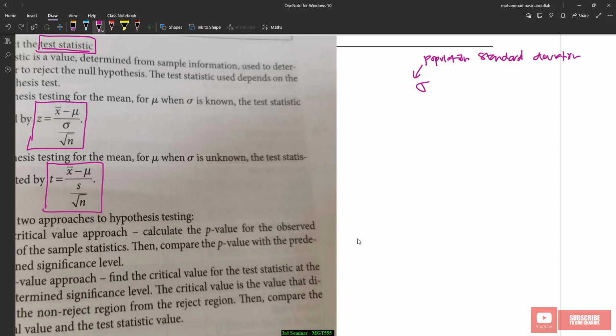So, it all starts with the population standard deviation. If the population standard deviation is known, or unknown, right? If it is known, we straight away use the Z distribution, the Z statistic. If the population standard deviation is unknown, we have two conditions: either the sample size N is less than 30 or the sample size is more than 30.